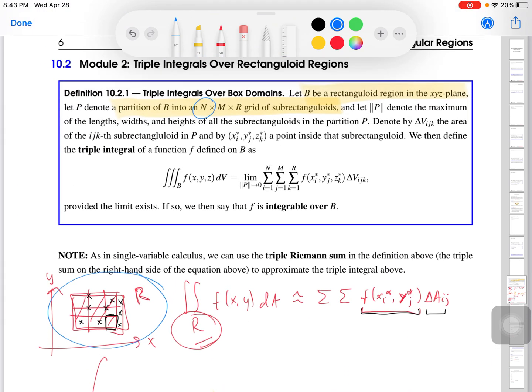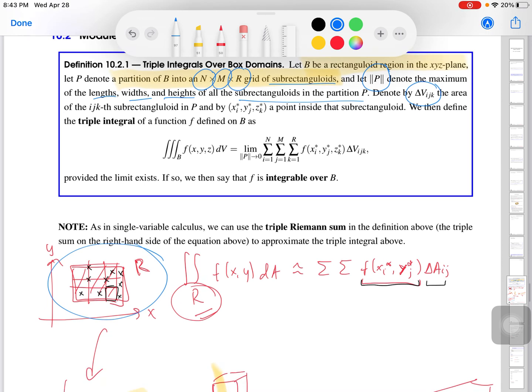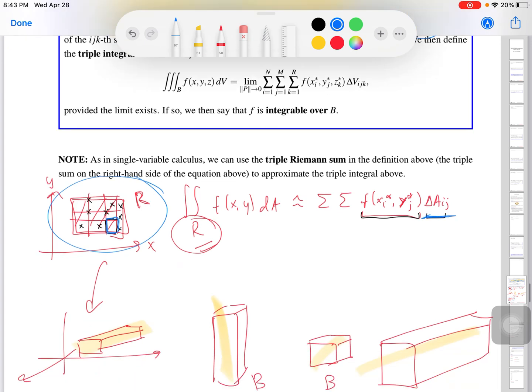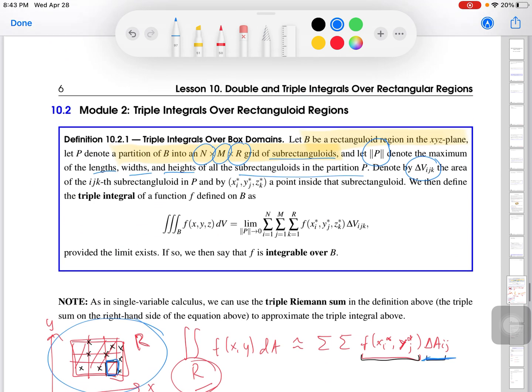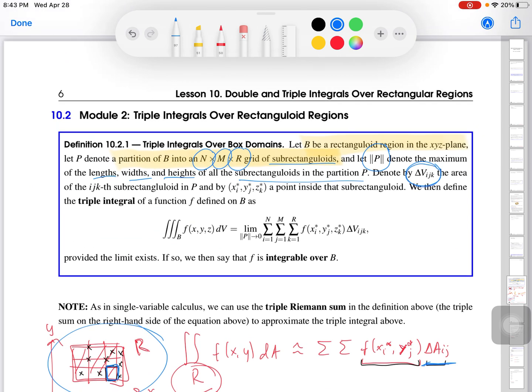And we are going to get an M by N by R grid of subrectanguloids. And again, we denote by norm of P the maximum of the lengths, widths, and now heights of all the subrectanguloids in the partition. And then each one of them has a certain volume. Before, each one of these little rectangles in the previous video had a certain area. So now, instead of an area, we're looking at a certain volume of all of these little rectanguloids. And we're calling that delta V sub ijk for each one of the subrectanguloids.